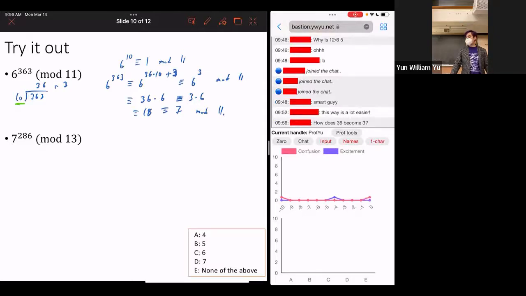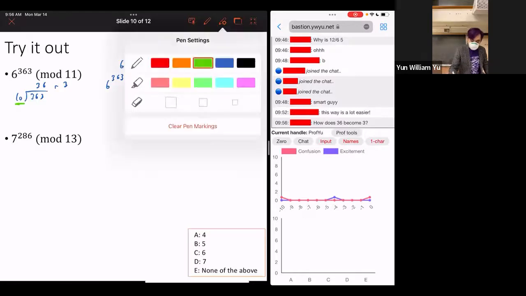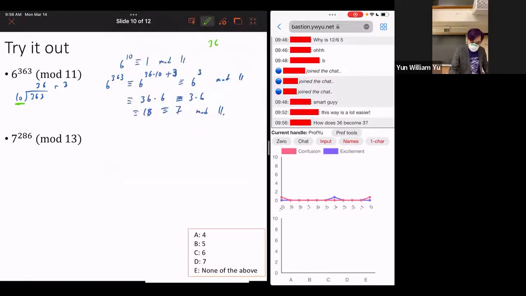How does 36 become 3? Oh, because 36 is equivalent to 3 mod 11, right? Because 33 is equivalent to 0. So this is one of the keys. Remember, we said that you couldn't just take mod.